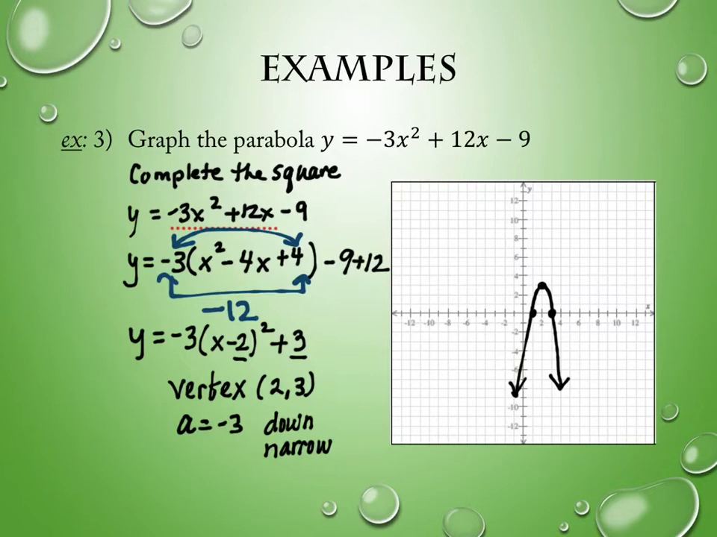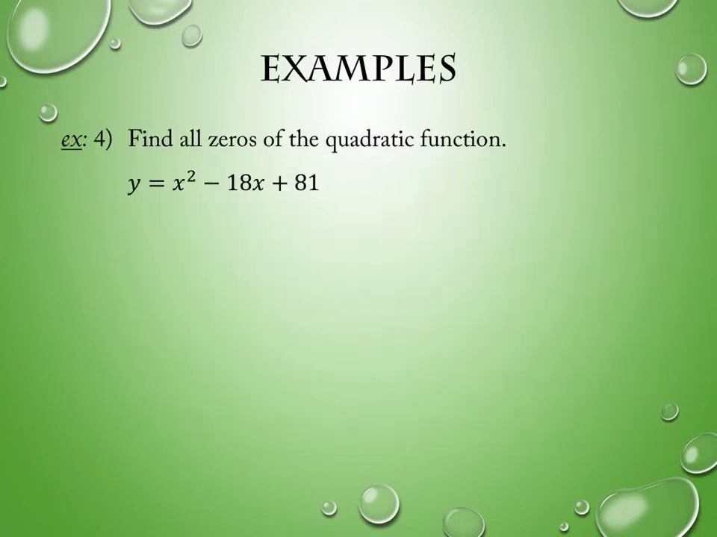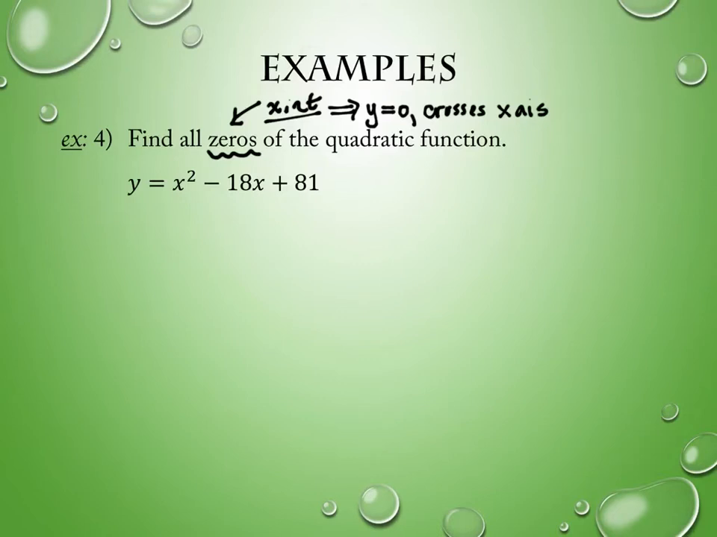Okay, so in addition to finding the vertex, maybe the axis of symmetry or the amplitude, we also would like sometimes to find the zeros. So the word zeros here actually means x-intercepts. Okay, and an x-intercept likewise means the places where y equals 0 or where it crosses the x-axis, those equivalent phrases.